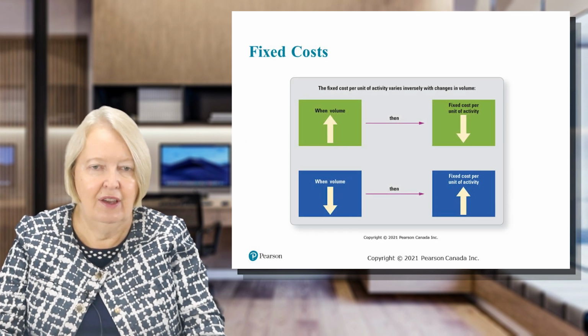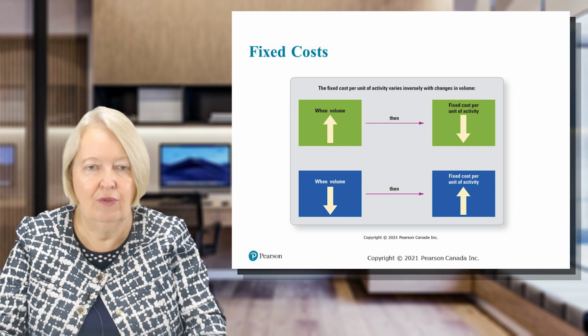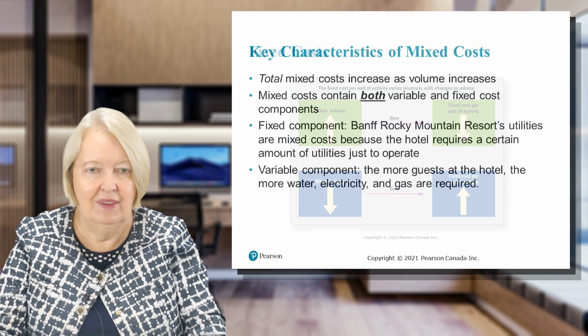So unlike variable cost, what happens here when you increase your volume within the relevant range, the cost per unit actually will decline. Whereas if you decrease your volume, the cost per unit will increase because you're spreading your fixed cost out over fewer units.